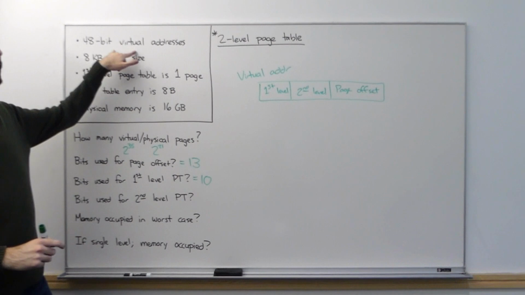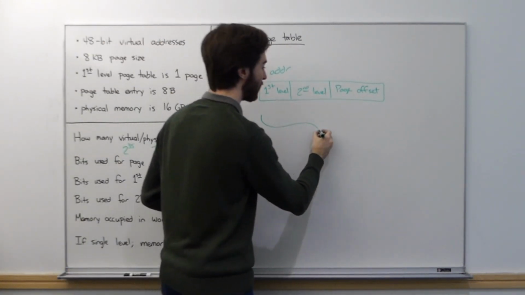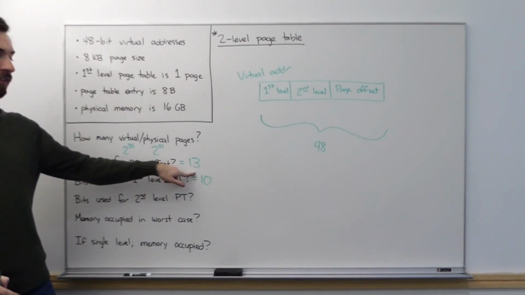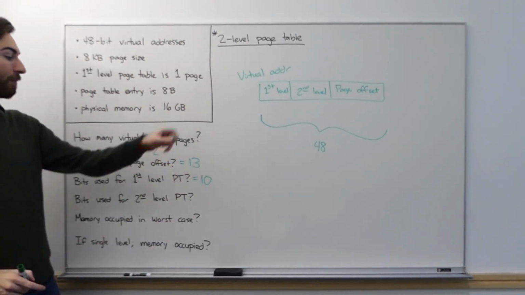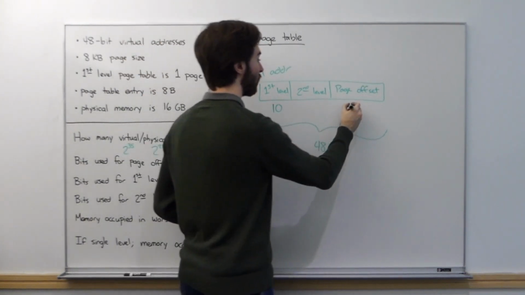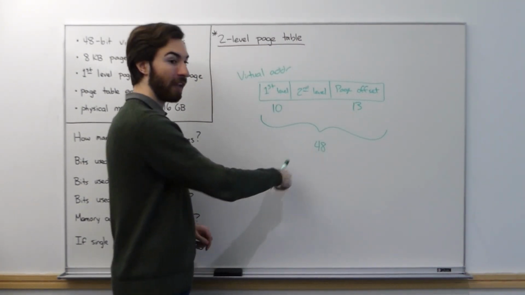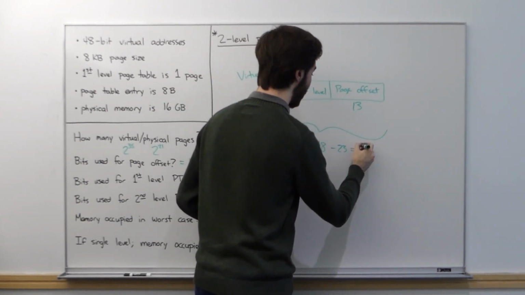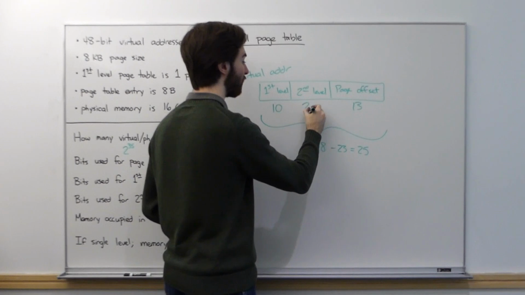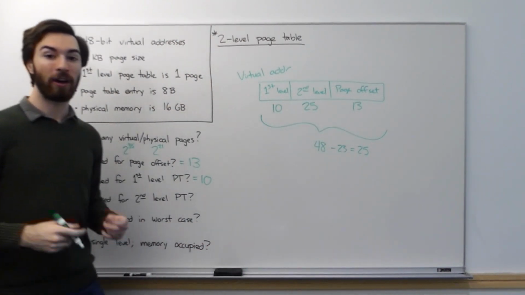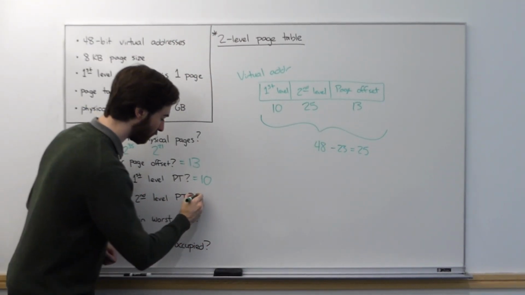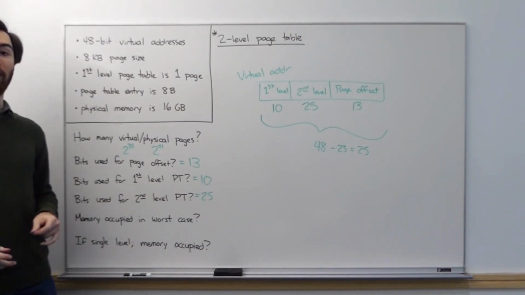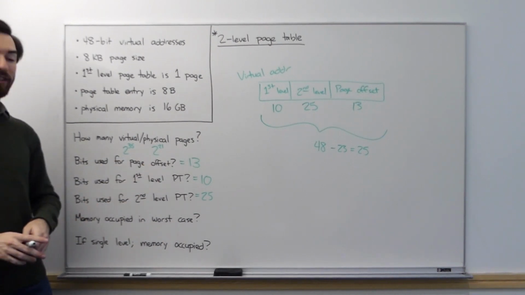We know that the total size of a virtual address is 48 bits. We know that our page offset takes up 13 bits, and we know that our first level takes up 10 bits. So it's just a matter of subtraction. 48 minus 23 gives us 25, and so we need 25 bits to index into our second level page table. Meaning, of course, that all of our second level page tables will be a lot larger than our first level page table.